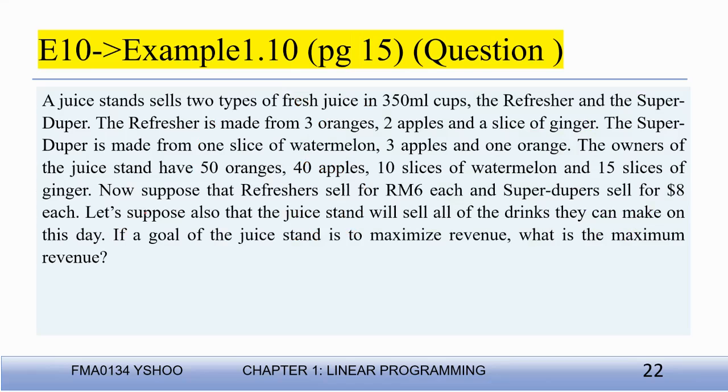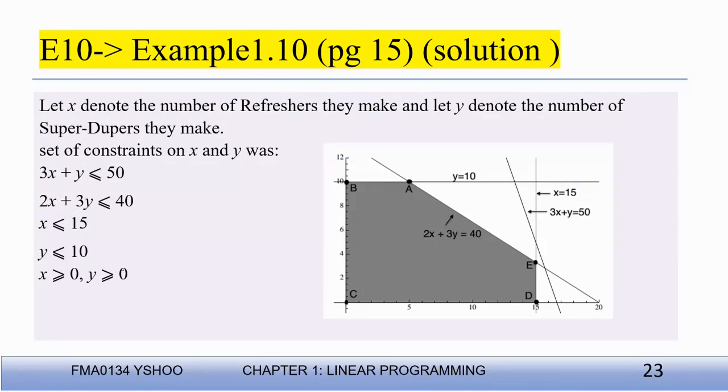Now we look at the second one, a special example from the textbook. Let's say a juice stand sells 2 types of fresh juice, and then you have some limitations. The goal of this one is to maximize the revenue. They ask you what the maximized revenue is. So from there, you form these inequalities.